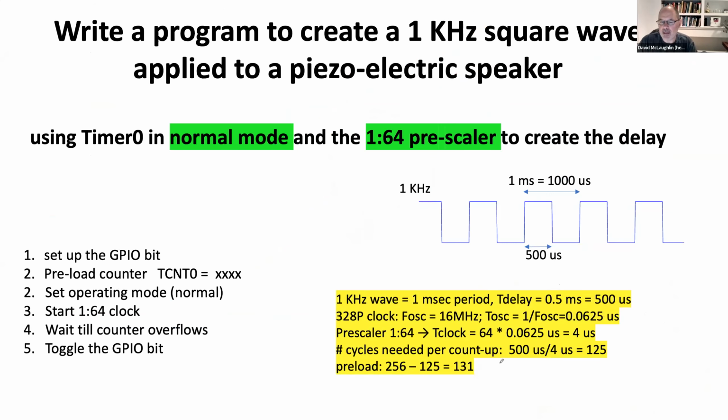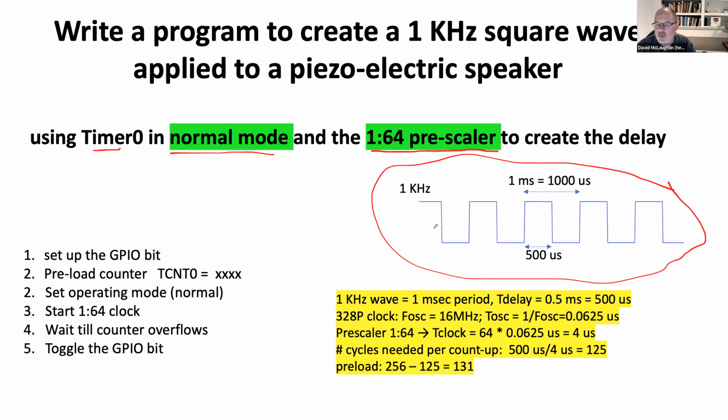So we're going to create a program using this timer to create a 1 kilohertz square wave applied to the piezoelectric speaker. We're going to use timer 0 in normal mode, counting up the way we just described. And I've pre-calculated that we're going to use the 1/64th prescaler. By that, I mean we've got our external clock, 16 megahertz. We're going to first divide that down by 64, and then apply that to this counter. And so what we want to do is create this waveform here. Okay, it's going to be a square wave.